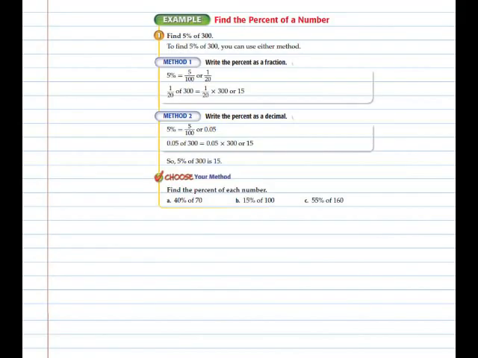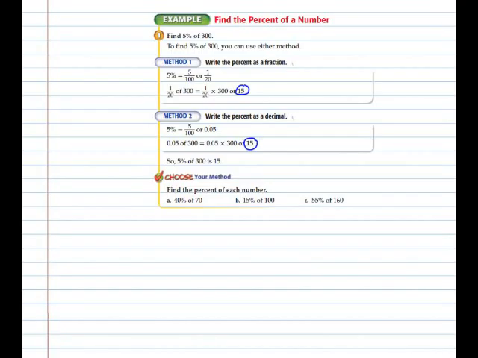Find 5% of 300. To find 5% of 300, you can use either method. Here they've written 5% as 5 out of 100, which simplifies to 1/20. We multiply 1/20 times 300, and we get 15. 5% as a decimal is 5/100, or 0.05. Multiply that times 300, and again, get 15.